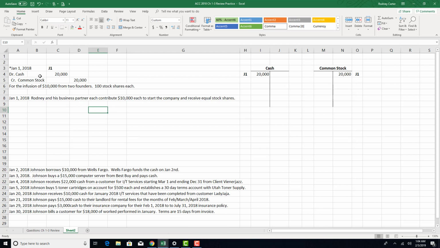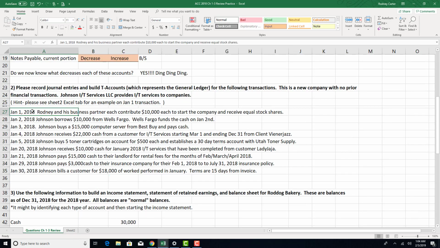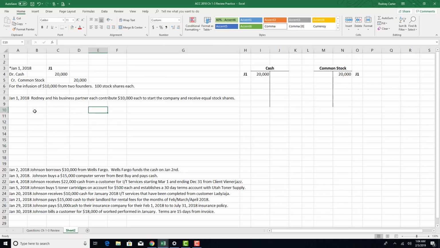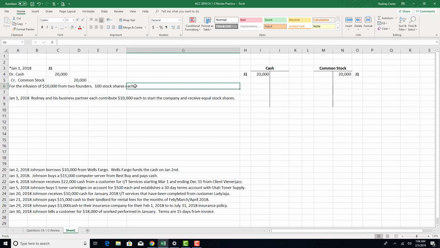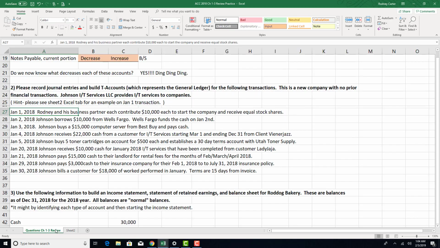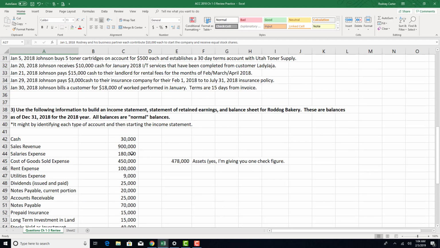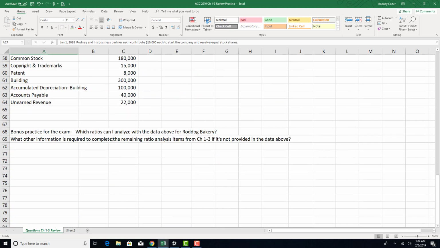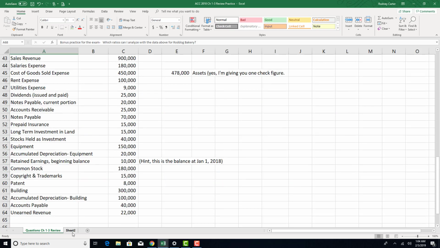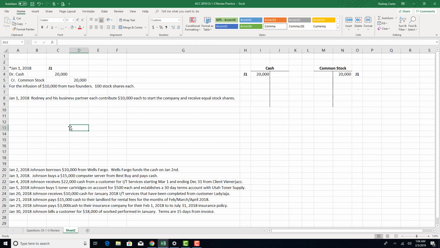We are going to go after these journal entries. I did the first entry here. Rodney and his business partner each contribute $10,000 each to start the company and receive equal stock shares. For the infusion of $10,000 from two founders, 100 stock shares each. There's 200 shares of stock now, and I ask you a question later, and that's actually in the other problem. Scratch this. Never mind.